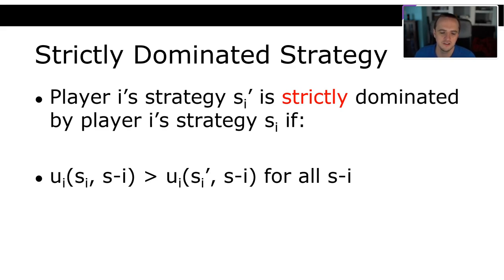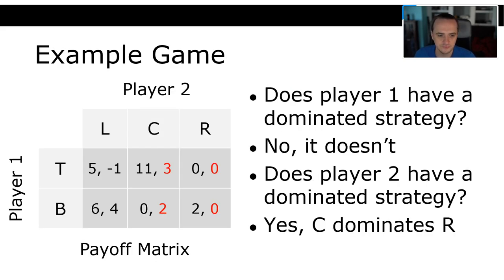So a strictly dominated strategy, let's define that. Player i's strategy s_i prime is strictly dominated by player i's strategy s_i if the utility for player i by choosing s_i, for every possible choice of s minus i, is greater than the utility of s_i prime for every possible choice of s minus i. S minus i means all of the choices for every player that is not this player. So given all the possible choices for every other player in the game, this would be s_i prime, this would be s_i. Is s_i greater than s_i prime for all choices of all other players? In this case, yes, C dominates R.